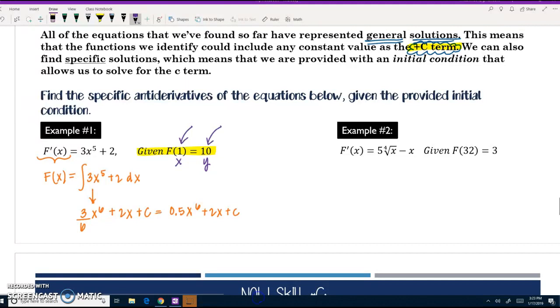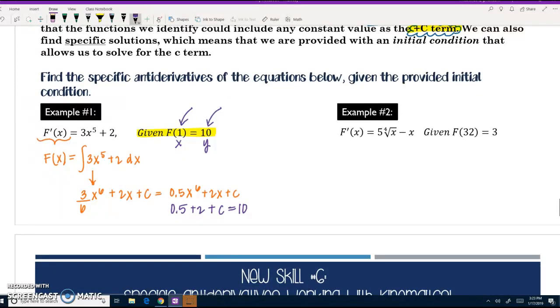So that means this is my x, this is my y, or my f of x. So let's plug 1 in. That's just going to become 0.5. 1 to the 6 is just 1, so 0.5 plus 2 plus some constant has to be equal to 10 as the output. So then I can say 2.5 plus a constant is equal to 10. So if I subtract over that 2.5, the constant must be 7.5.